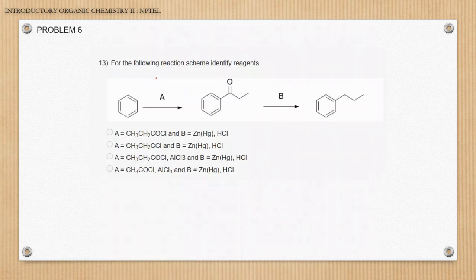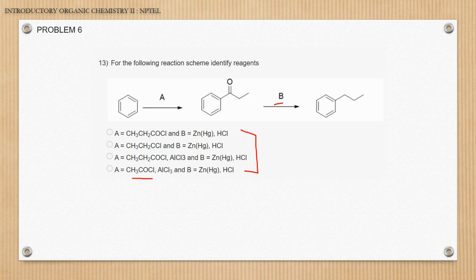So now coming to problem number 6. It is different from the NMR. We are not dealing with NMR questions here. The question is asking, for the following reaction scheme, identify the reagents. All you have to do is identify A and B. Here there is a normal Friedel-Crafts reaction happening on this benzene ring, right? Now you have to identify which of these reagents is applicable for this transformation to take place. As you can see, B is common for all the question options.